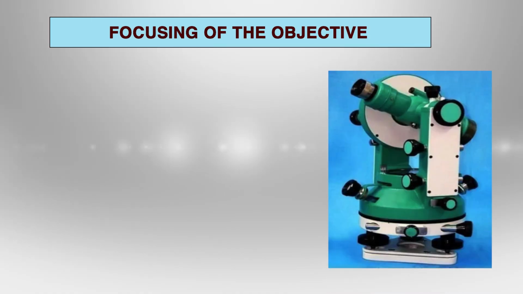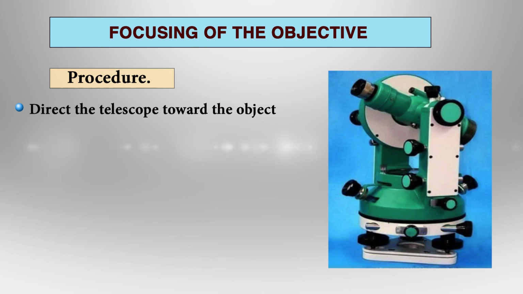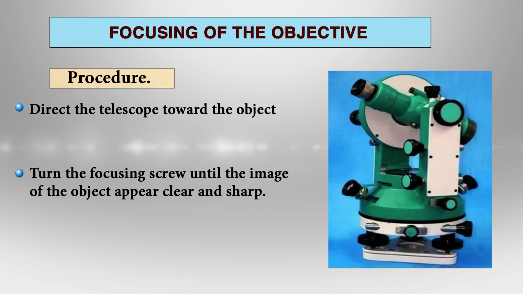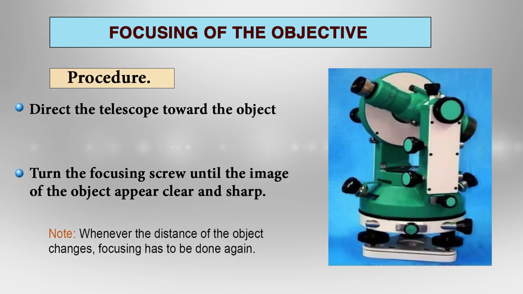Focusing the object. For this, direct the telescope towards the object and turn the focusing screw. So, adjacent to the telescope there is a focusing screw and we need to adjust the focusing screw until the image of the object appears clear and sharp. When the distance of the object is changed, the focusing has to be done again and again.